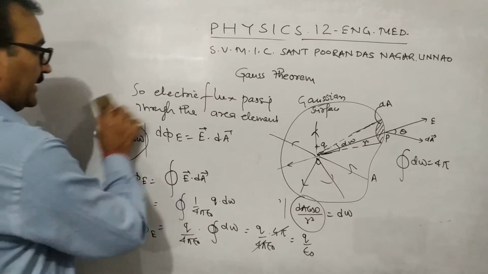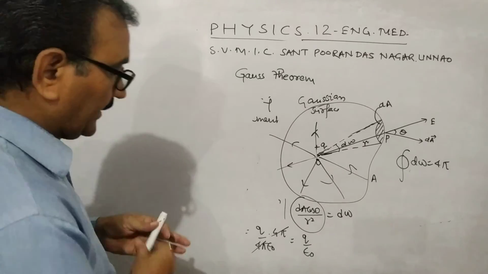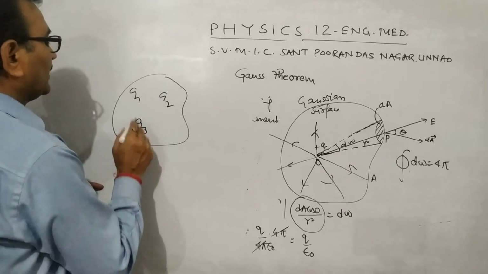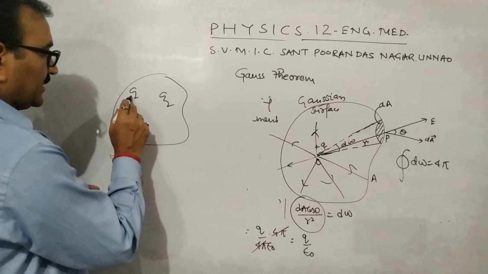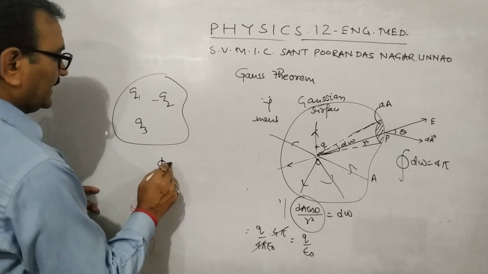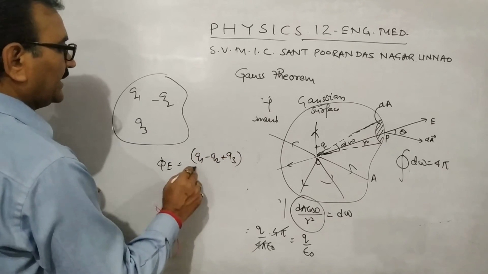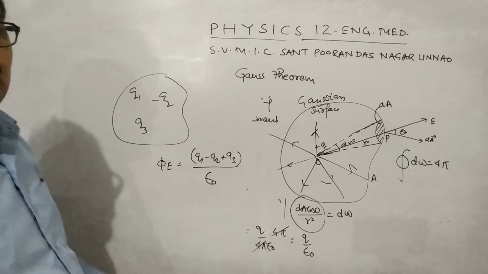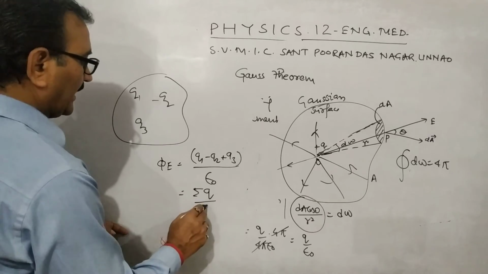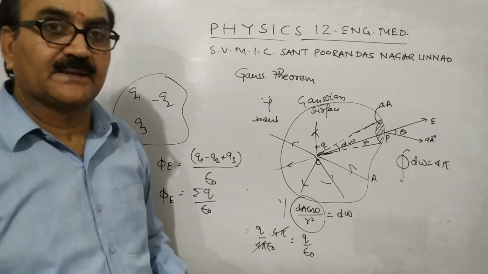If there be a number of charges inside it, q1, q2, q3 in this way, and suppose this is positive and this is negative, so you can write here phi e is equal to q1 minus q2 plus q3 upon epsilon naught. In this way you write. So this can be written as sigma q upon epsilon naught. This is the net charge. Here we use algebraic sum.